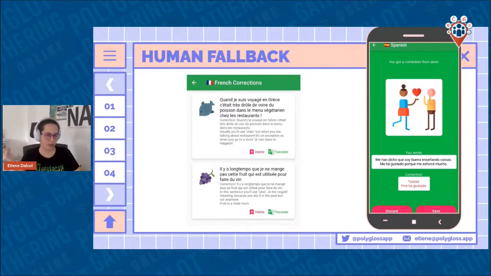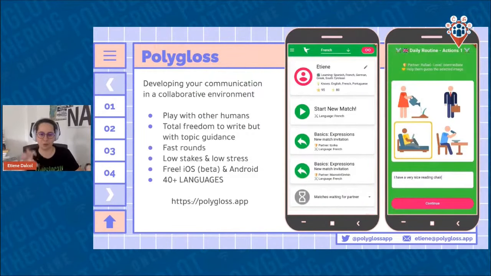Before I continue on how I use computational linguistics in Polyglots, I want to tell you what Polyglots is, because, as I said, this is the app I developed for my master's project. It's not some famous app, so you might never have heard of it. So I'm going to take a short time to just say what it is, right?